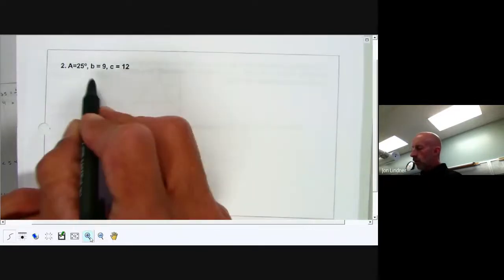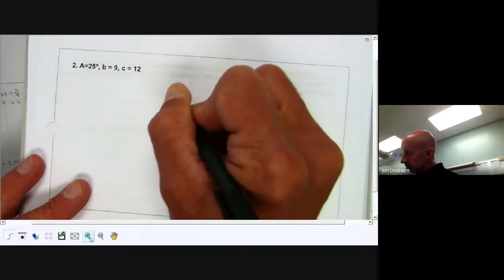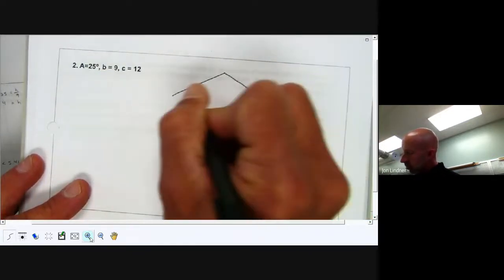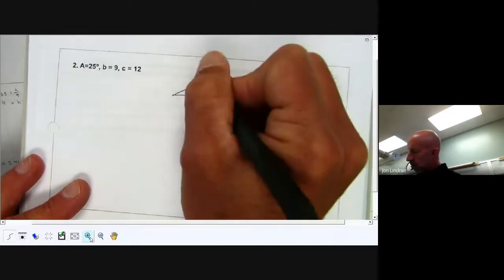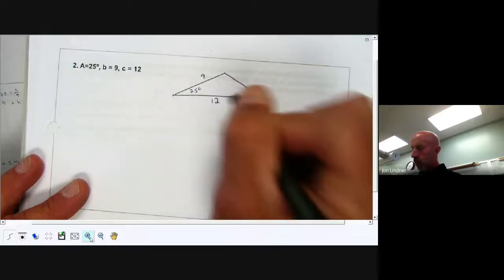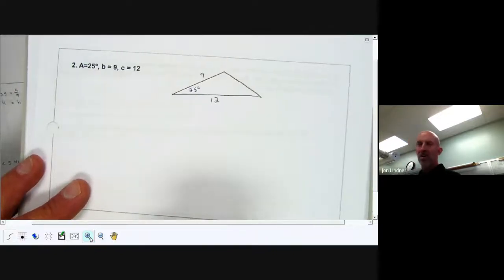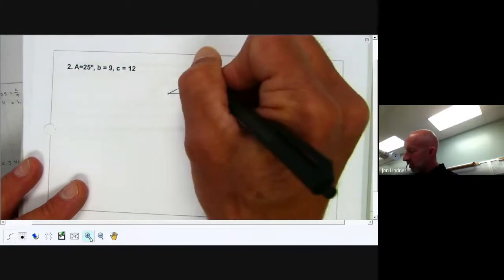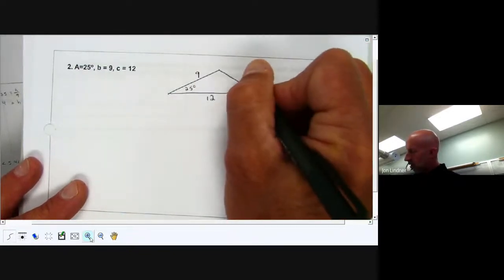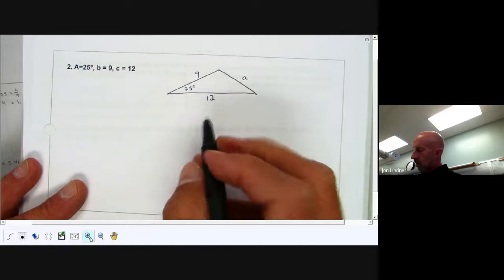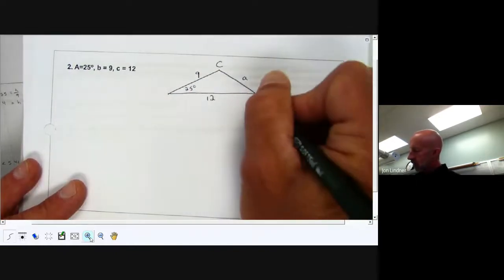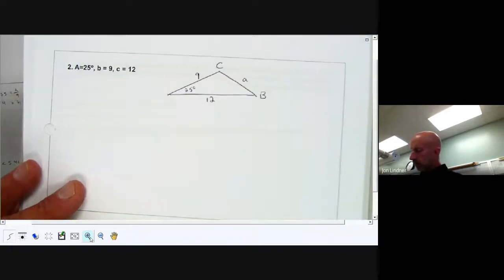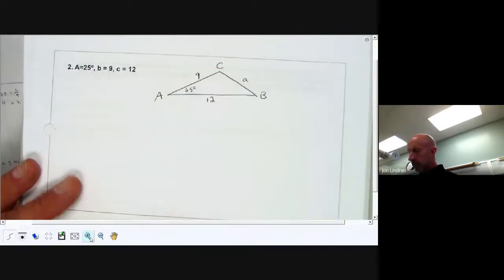So here we're given an angle between two sides. A 25-degree angle between 9 and 12. All right, we are not given side A. We don't know side A. We're told that this is side C, so this must be angle C. This must be angle B. All right, and this is angle A.